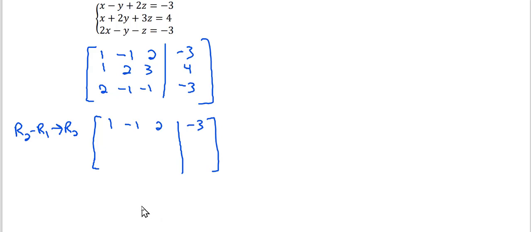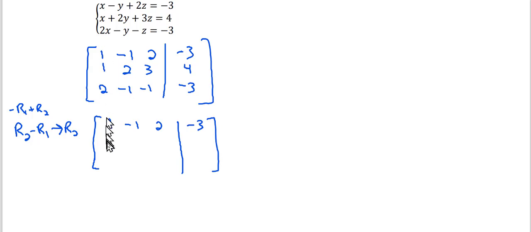Row 2 minus row 1 is the same idea of multiplying this. That's the same as negative 1 times row 1 plus row 2, right? So it's the same idea of multiplying this by the opposite of what you have here and adding them together. It's just a little easier to see row 2 minus row 1.